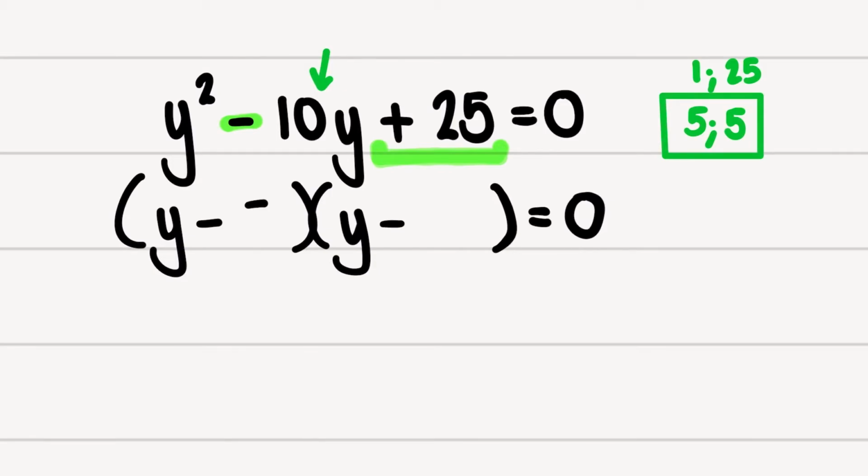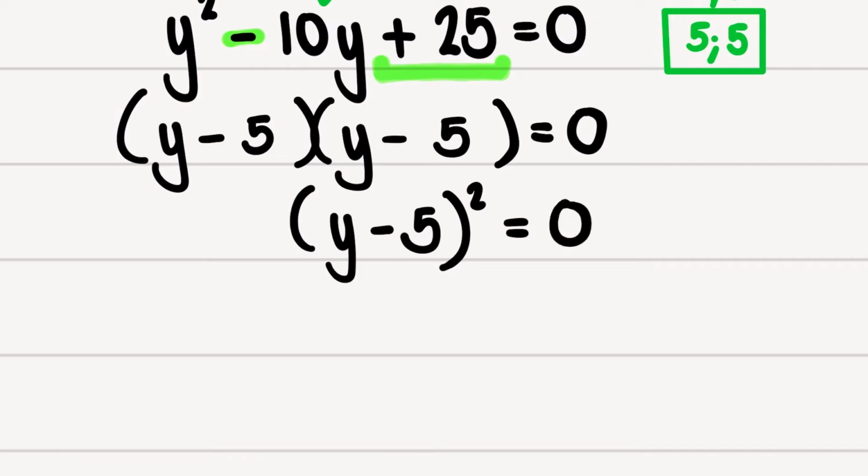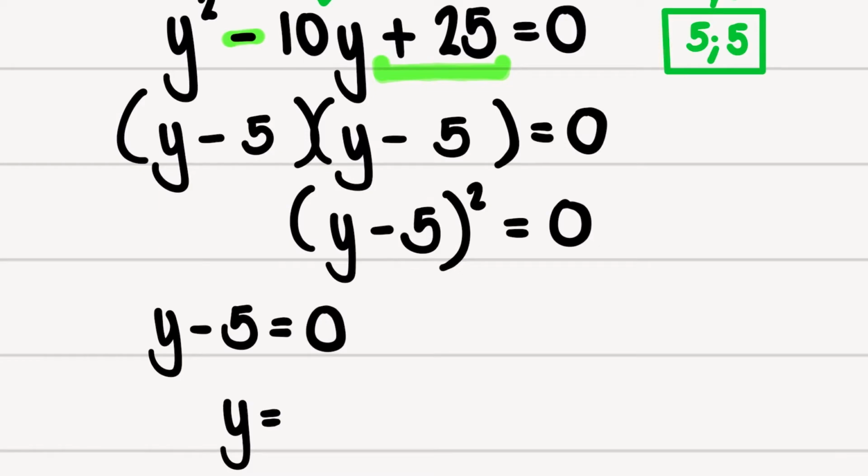What are the factors going to be? 5 and 5. So now I could also write this, instead of writing y minus 5 times y minus 5, I could say y minus 5 squared equals 0. But I want to solve for y, so I have y minus 5 being equal to 0, so that means that y would equal 5.